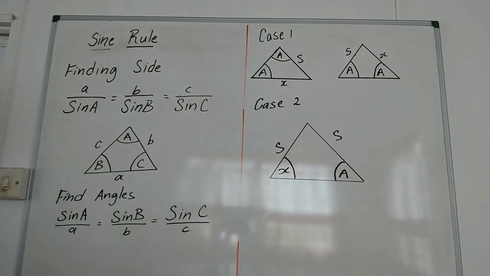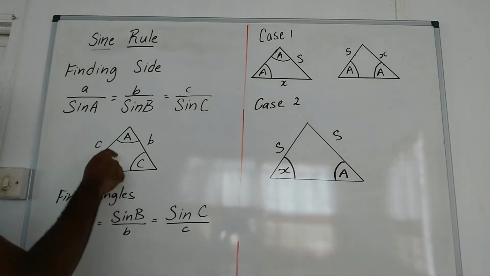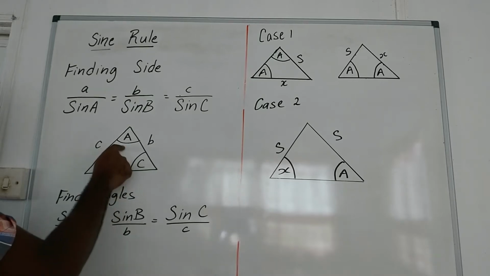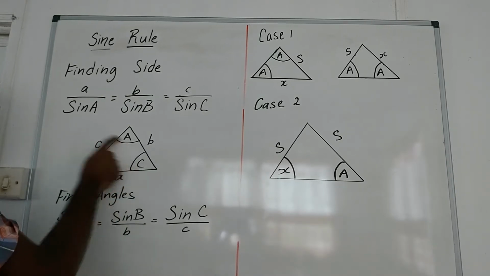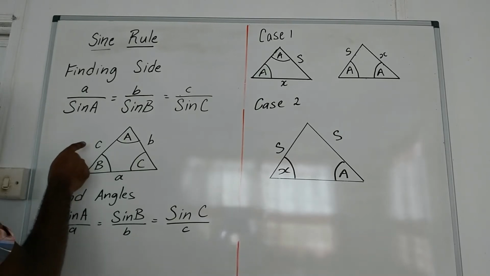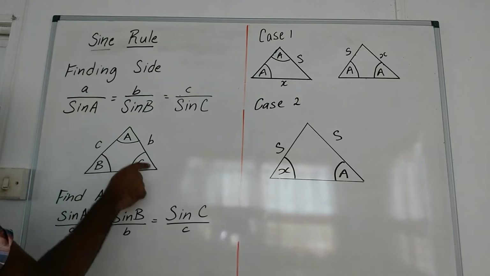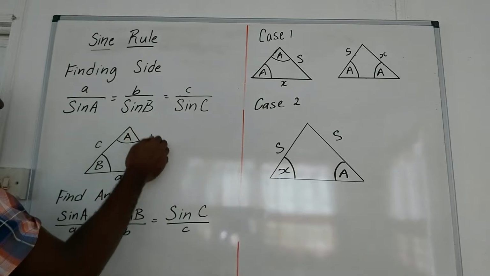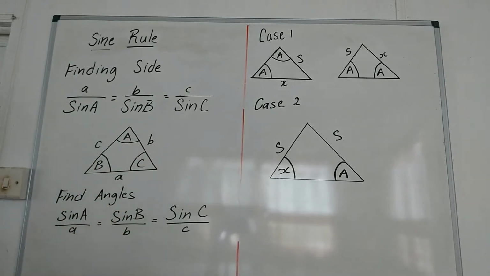Notice that the small letter, the side, is opposite the capital letter, the angle. When we say a, that's the side, and capital A is the angle opposite that side. When we say c, it is the side, and capital C is the angle opposite that side. b is the side, and capital B represents the angle opposite side b. So when we're finding angles, we put sine A over a is equal to sine B over b, which is equal to sine C over c.